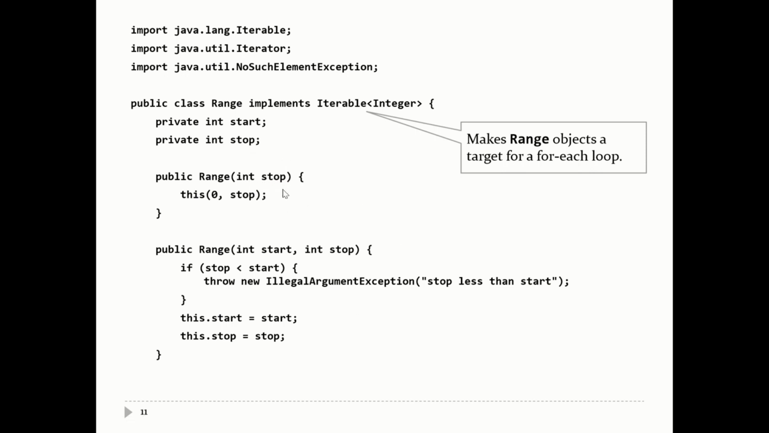We can provide a constructor where you just pass in the stopping value. That counts from 0 up to but not including the stop value. And our general constructor here takes in both the starting and the stopping value. It has some validation here. If the stopping value is less than the start value, we're going to throw an exception. So this one only counts up. You can arrange it so it also counts down, but for our purposes, we're only going to go up. And we'll set start and stop equal to the parameters.